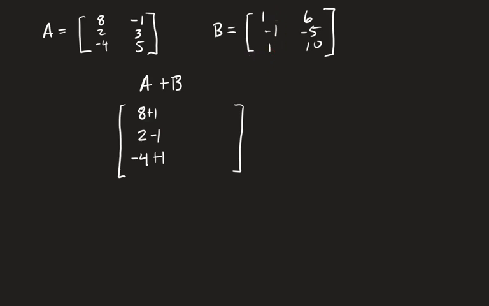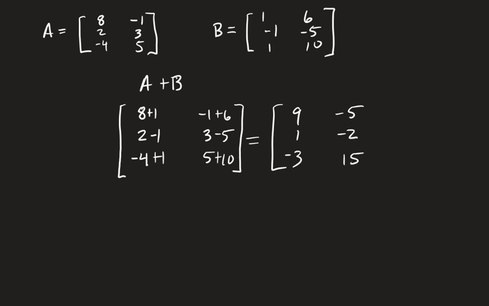And then we're going to change this into -1 plus 6. The next one is 3 minus 5. And you have 5 plus 10. So the answer to this one is just going to be 9, 1, -3. And then you have -5, -2, and 15. So this is whenever you have a slightly different matrix.